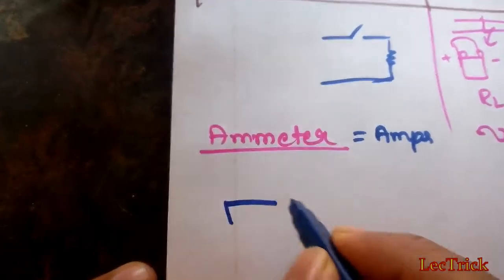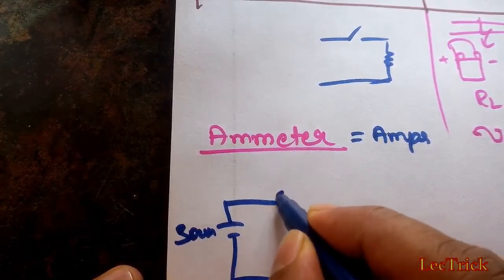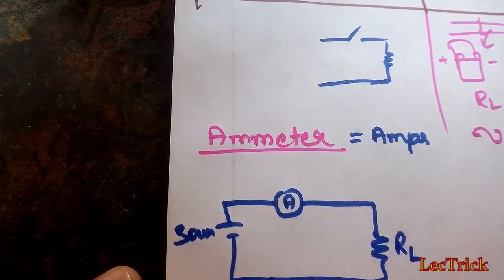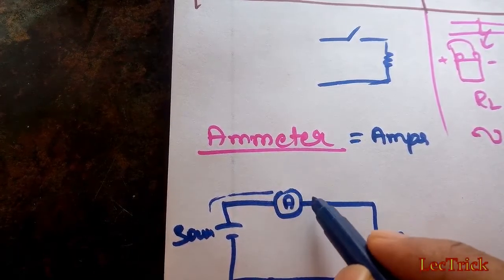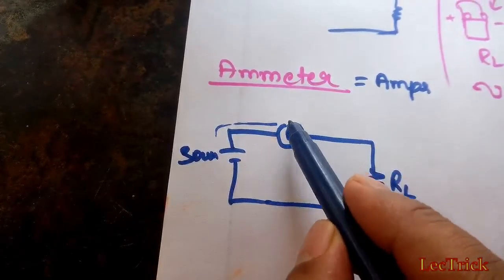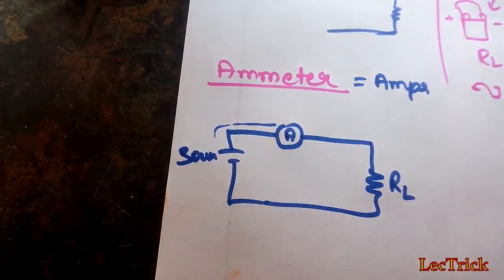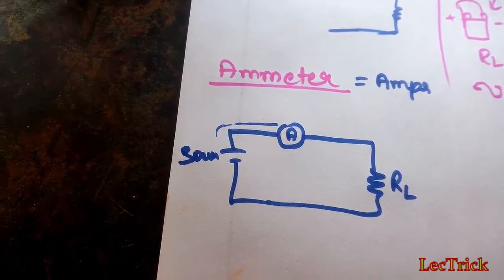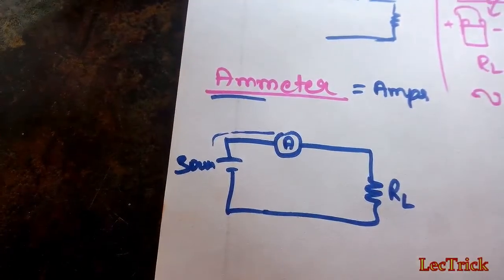Let's say this is the source, this is the ammeter and this is the load. Current should flow through this ammeter to the load. Hence the ammeter is connected in series with the load. And you may ask why the current measuring meter is called an ammeter. It gives results in amps, that's why.